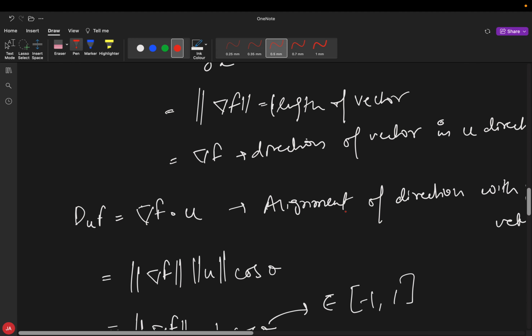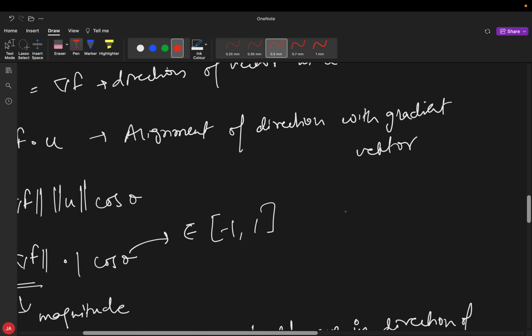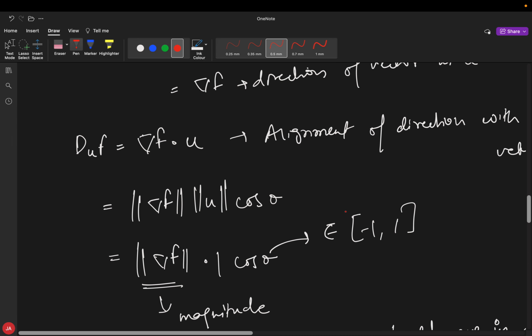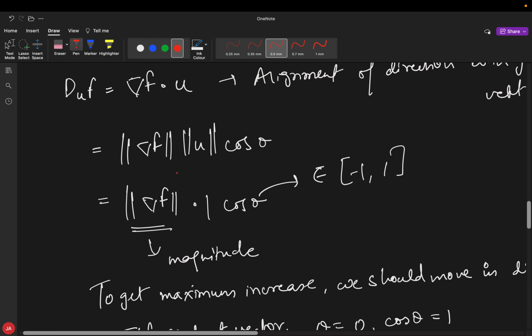To find the alignment between the direction unit vector and the gradient vector, we compute a dot product, just to check how much they align. So this can also be written as the norm of the gradient times the norm of the unit vector times cos theta, as we are computing the dot product.